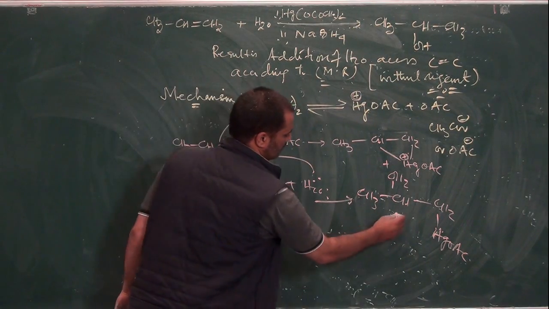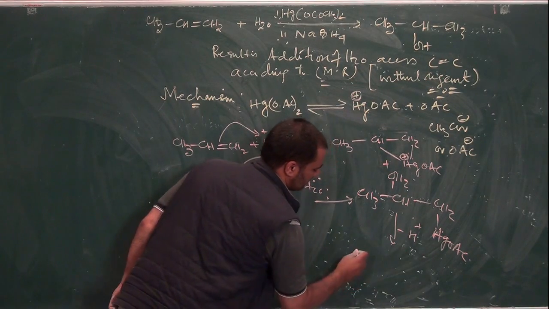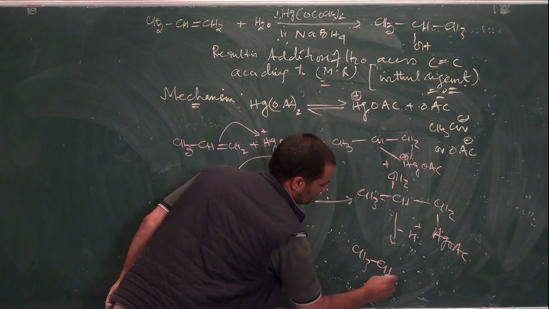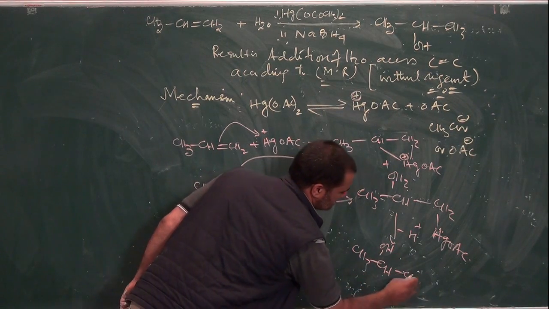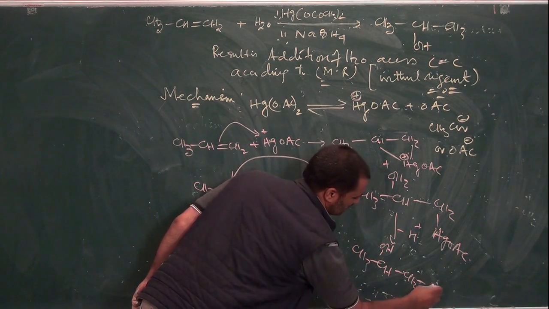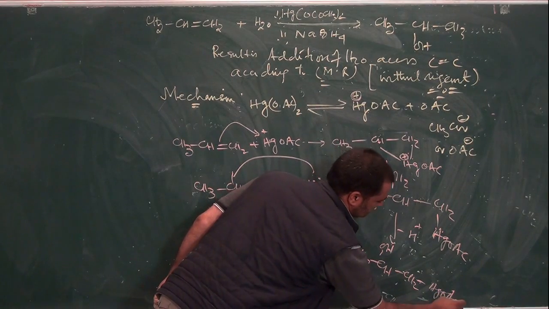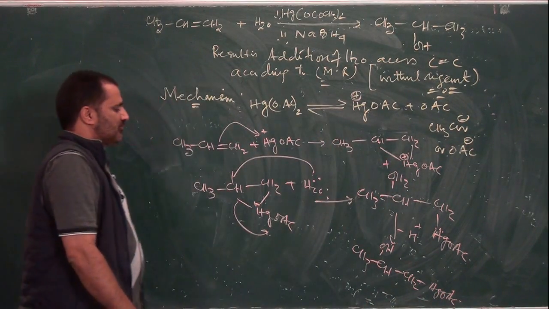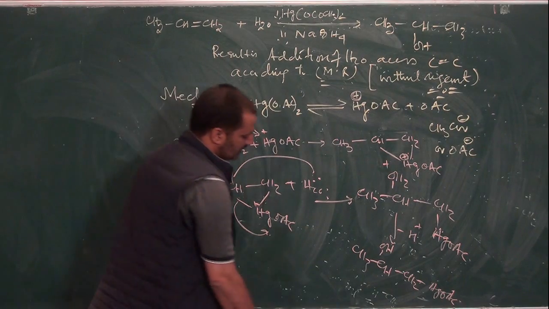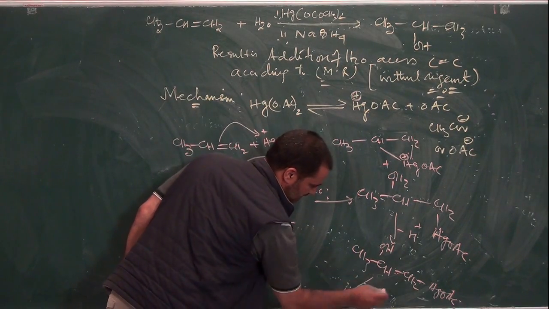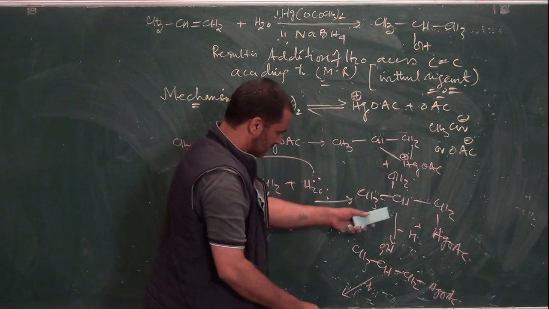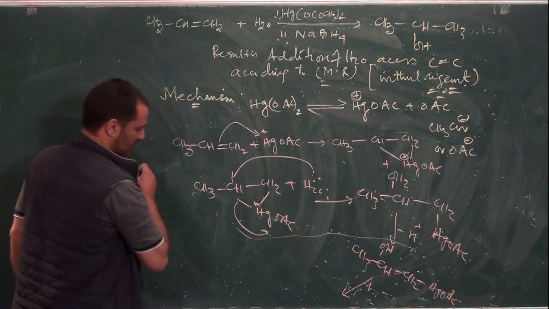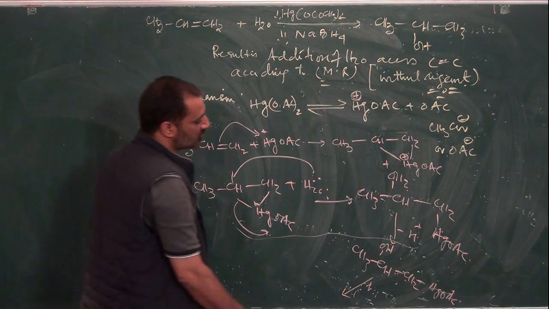So there is proton loss, minus H positive. What will happen? CH3, CHOH and CH2, HgOAc. Now, this step is known as mercuration, because mercuration takes place.